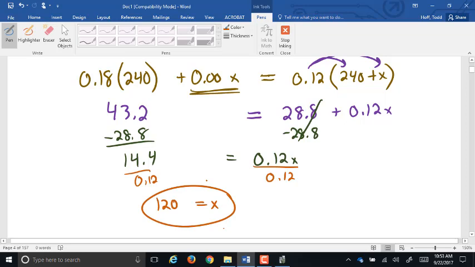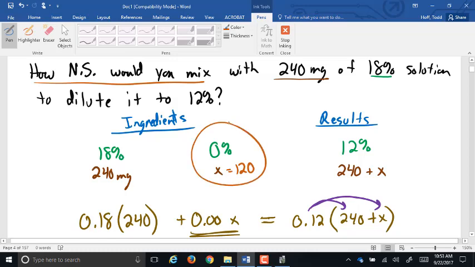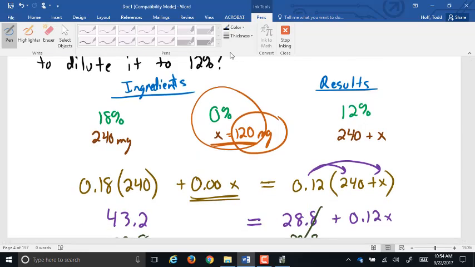We do need to make sure we go back and be sure that we've answered our question. So X equals 120. We're asked how much neutral solution or how much normal saline. That is the 0%, and X is describing how much of that we have. So it would be 120 milligrams of that is what we're going to need to add. Any questions there? Yep.